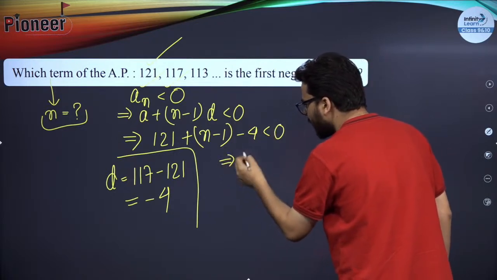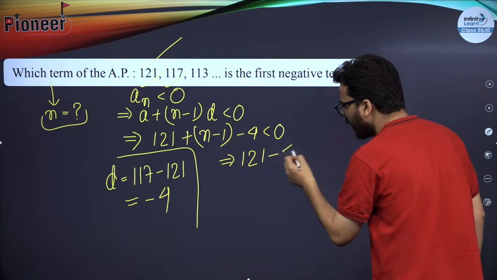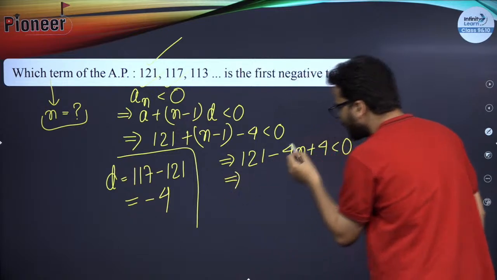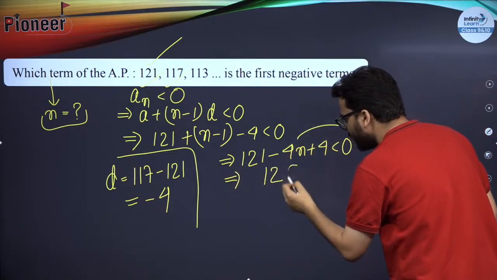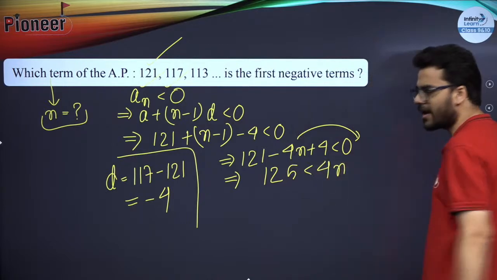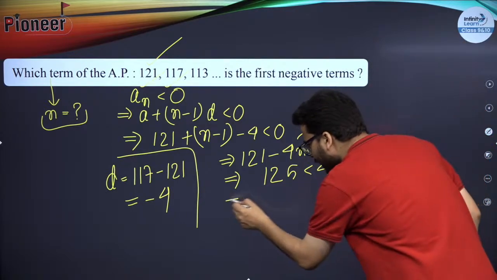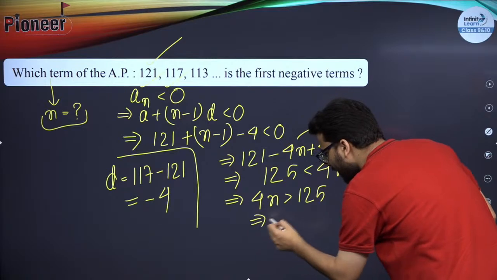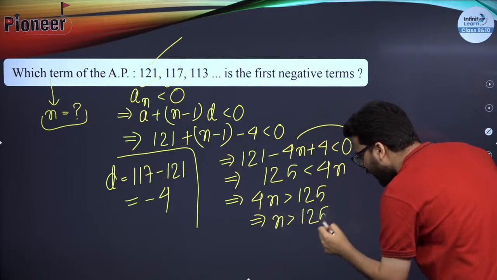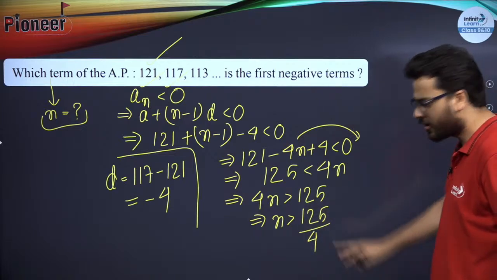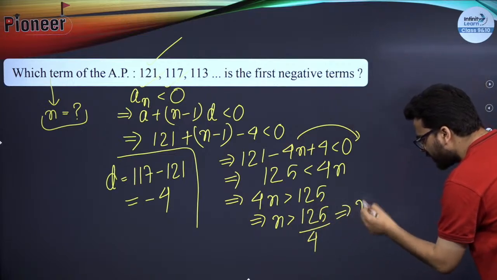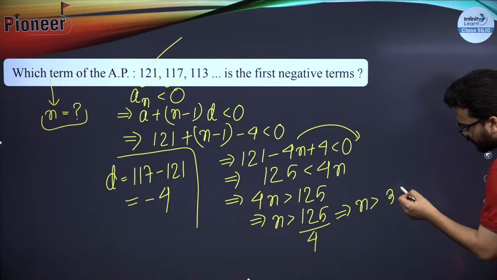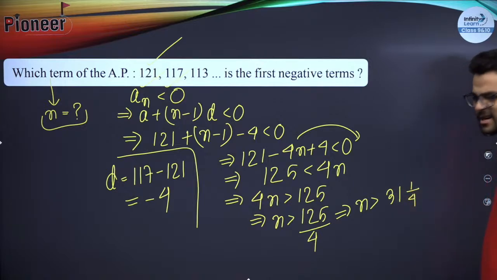Let's simplify it further. So you'll get 121 minus 4n plus 4, that is less than 0. So can I write it like this? If I take it on this side, can I write 125 is less than 4n? Correct? So I can write it in a different manner. Can I not say that 4n is greater than 125? Correct? So from here, can I say n is greater than 125 by 4? Correct. Now 125 by 4, can I further write it in the form of a mixed fraction if you want? So 4 3s are 12, 4 1s are 4. So 31 and 1 by 4. Can I write it like this?